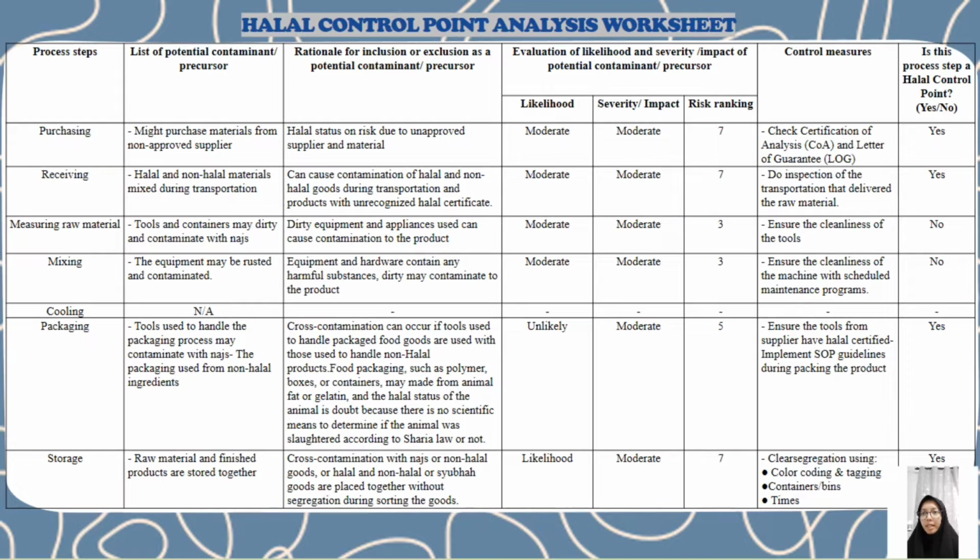Next, we will look at the list of the potential halal control points proposed for mango cheesecake. So there are potential HCPs found. The first one is the process of purchasing. The purchaser might purchase materials from a non-approved supplier. So halal status is at risk due to unapproved supplier and material. Checking the certificate of analysis and letter of guarantee is a way to control the measure.